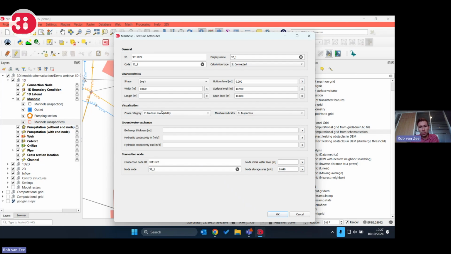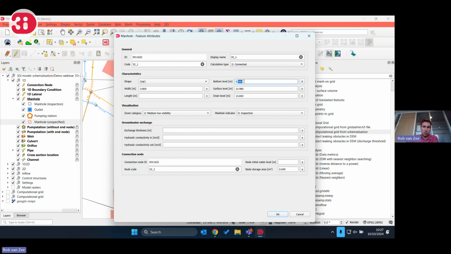Some are very important for the 3Di hydrodynamic part, and some are mainly there for the numbers, because for example, the shape, the length and the width are very important in sewage management systems like Kicker, but they aren't very important for 3Di calculations. Which are important though are the bottom level and the drain level. The surface level is also something that is mainly important in the sewage management systems.